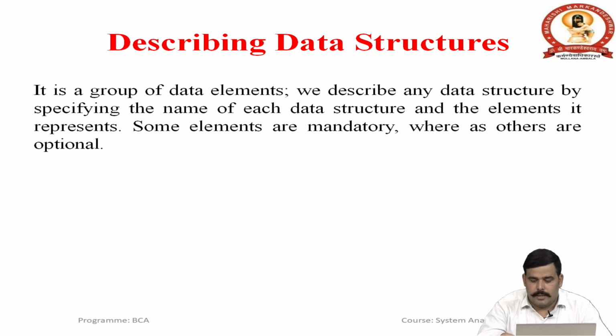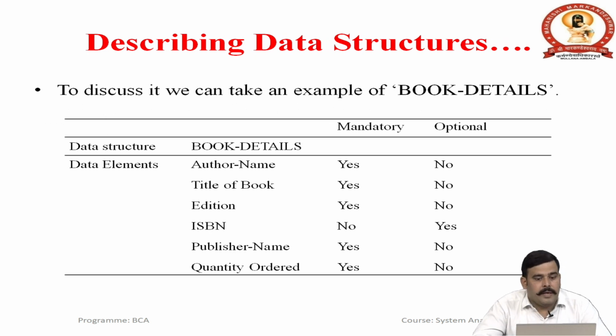While we are describing the data structure, we have to keep in mind which elements are mandatory and which are not. Here is an example again of the book detail. The data structure name is the book detail, and that data structure has data elements like author name, title of book, edition, ISBN number, publisher's name and quantity order. There are two columns having the information about which data element is mandatory and which is optional. Author name is mandatory, so it has a yes; author name is mandatory for any data structure named book detail.